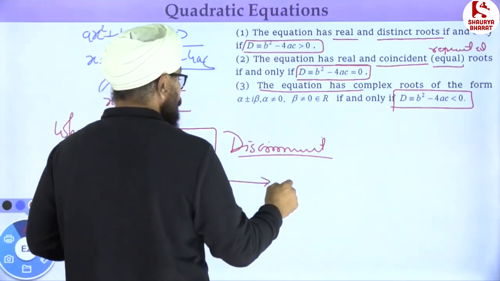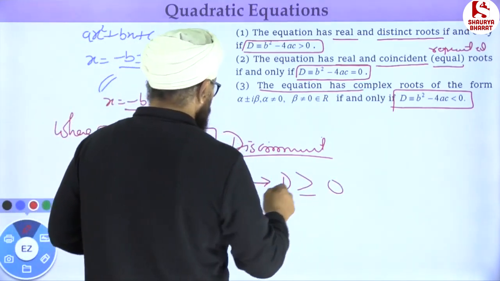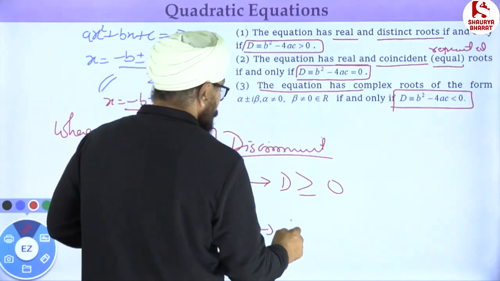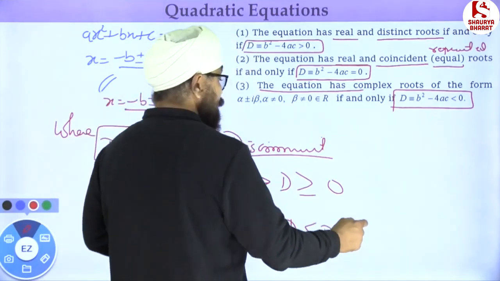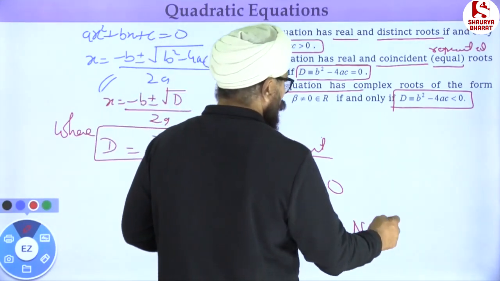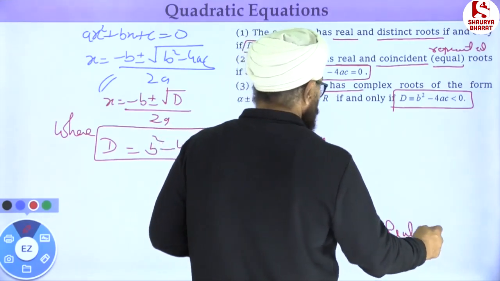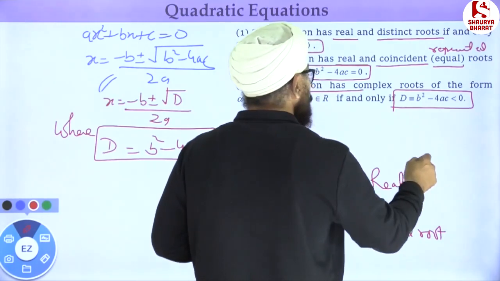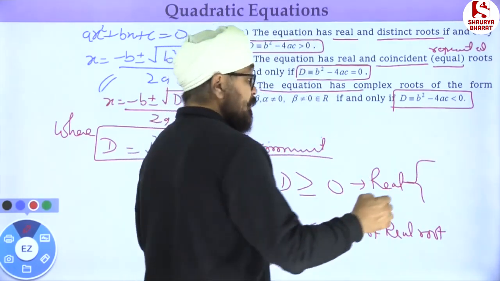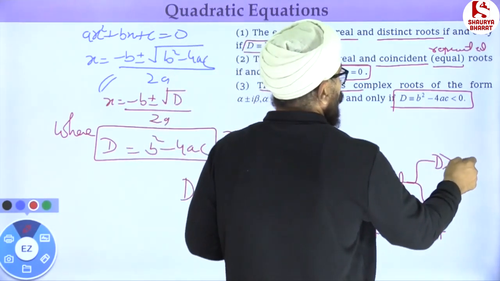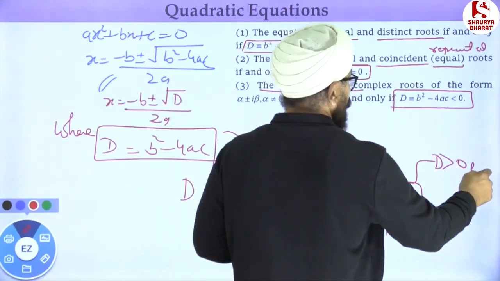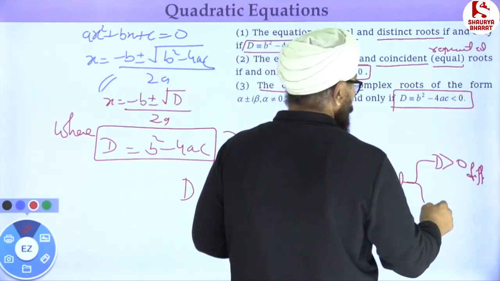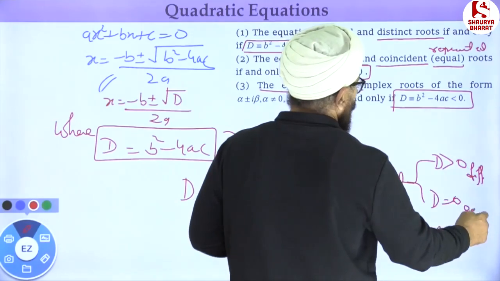So we can segregate this D into two categories. The first category is D greater than or equal to 0. The other category is D less than 0, where we have no real roots. And here we say real roots, under which we can break it into two formats. If D is greater than 0, the roots are different. And if D is equal to 0, the roots are equal.